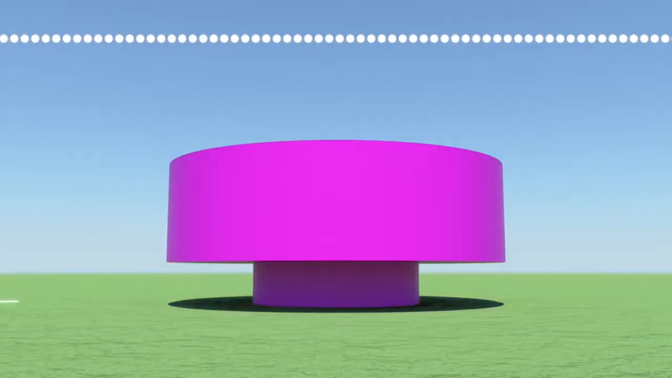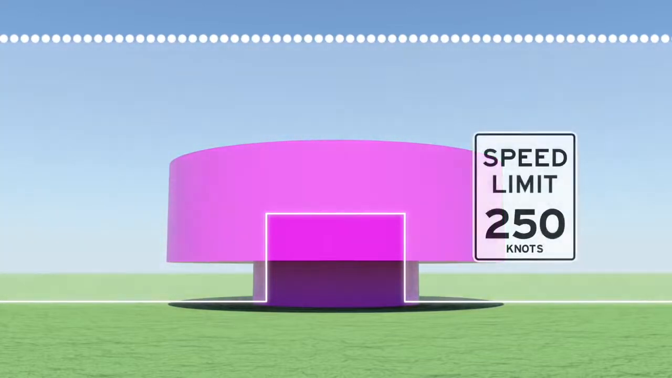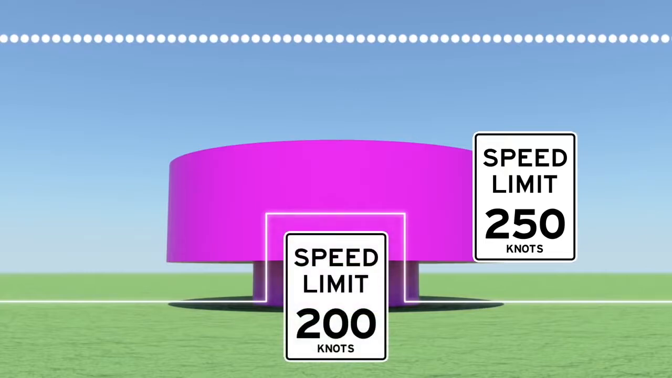As previously stated in Class Bravo, anytime the aircraft is operating below 10,000 feet, the speed limit is 250 knots. That limit is reduced down to 200 knots when operating below 2,500 feet AGL and within 4 nautical miles of the primary Class C airport.